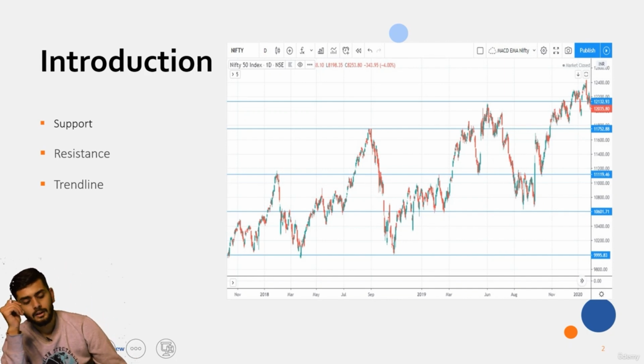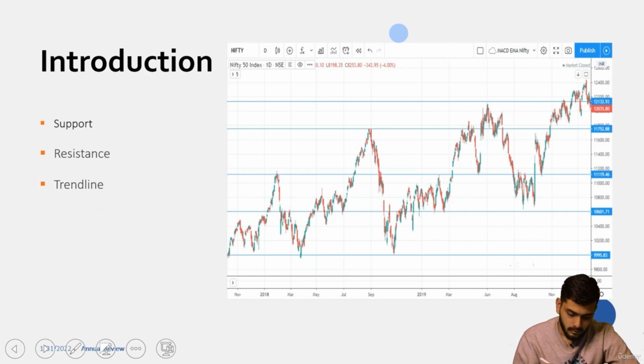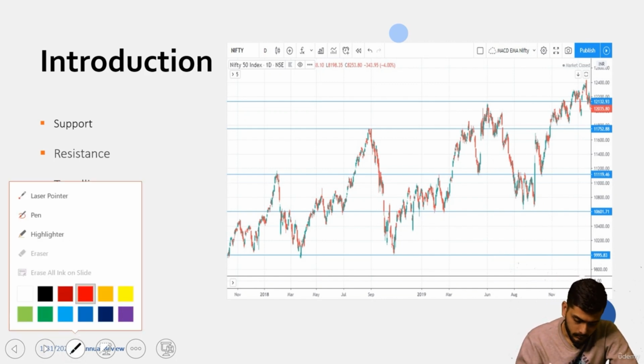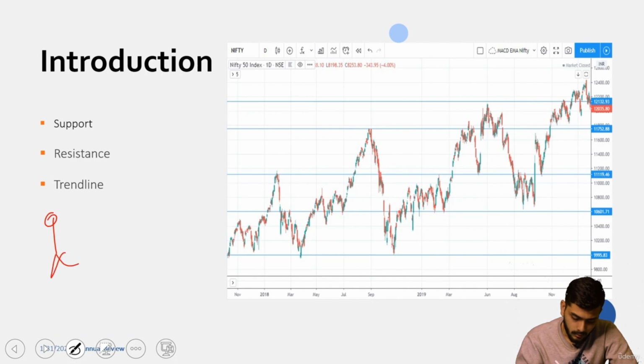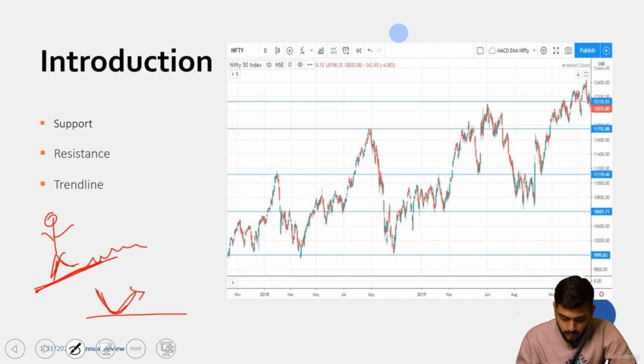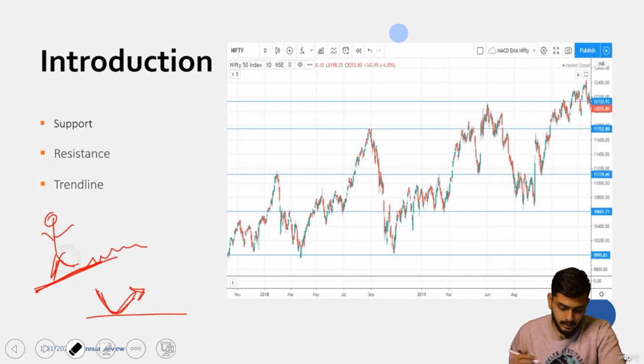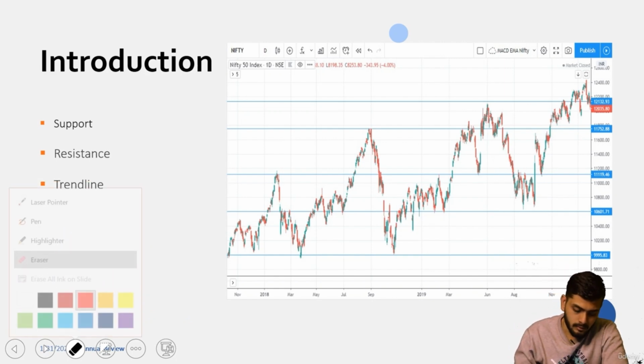Now what does support actually mean? For example, if I am walking through this road, how am I able to walk straight? Because my leg is taking support from the road, correct? Rather, if I am trying to get up, I need to take support of my leg and then get up. So that is literally what support is.